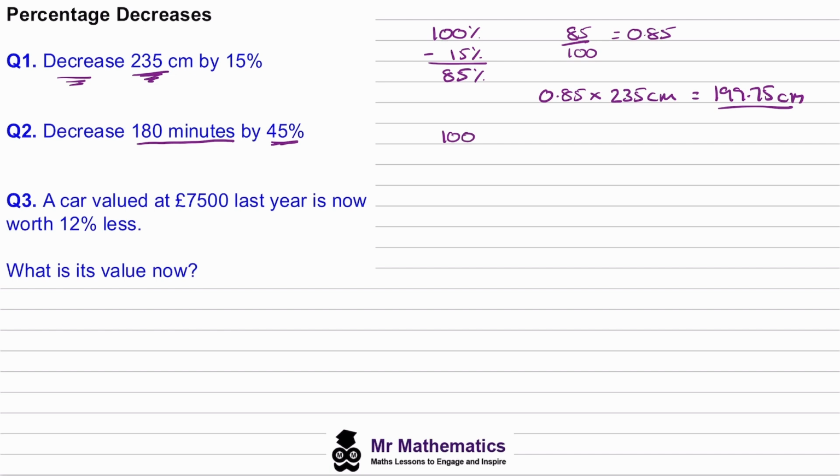Okay? For question 2, we're going to decrease 180 minutes by 45%. So we'll have the original 100. We'll take away the 45%, and we get a percentage of 55%. So we can convert this to a multiplier. 55 divided by 100 is 0.55. So our calculation is 0.55 multiplied by 180 minutes. And this gives us a total of 81 minutes. Okay?